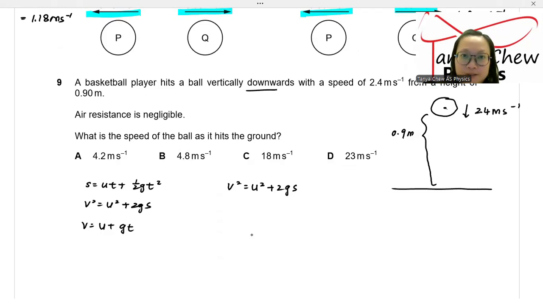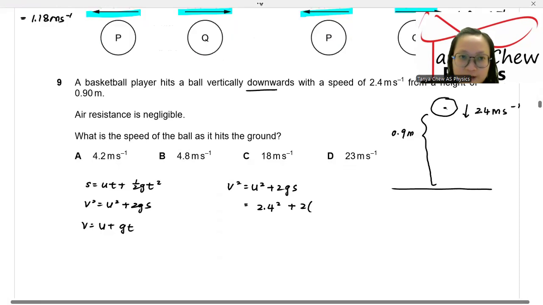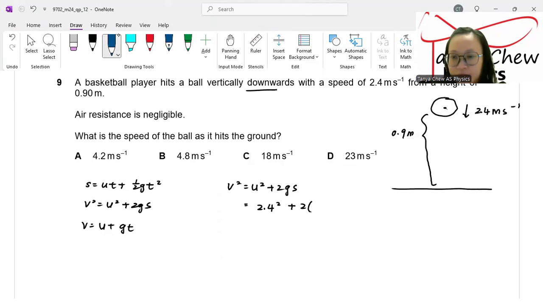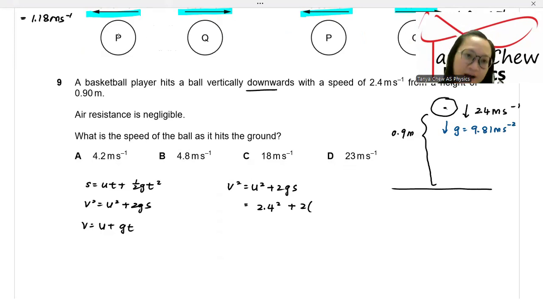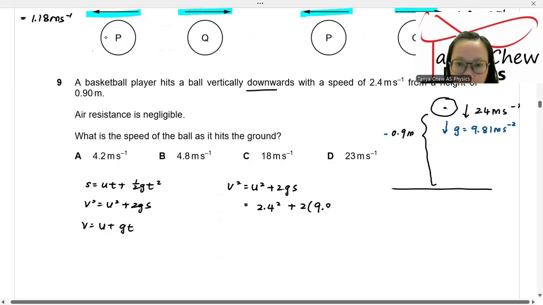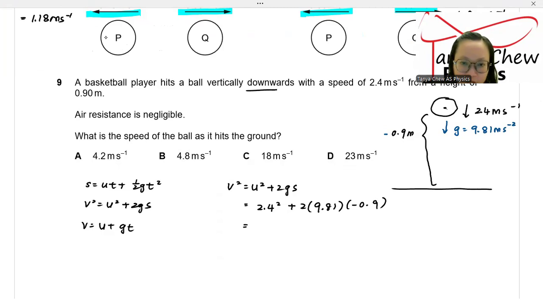Now, V square, the speed, is the one that I need to find. U square, 2.4, you square it, and then plus 2G. I need to explain this to you. I know that V is downwards. If you consider the direction downwards as positive, G will take a positive value. G is 9.81 meter per second square. But the height is measured from the ground upwards, so the height would take a negative value, right? Remember that. G is 9.81 and the height is negative 0.9. So you work it out. You square root the answer, and you are supposed to get 4.84 meter per second. The answer is B.